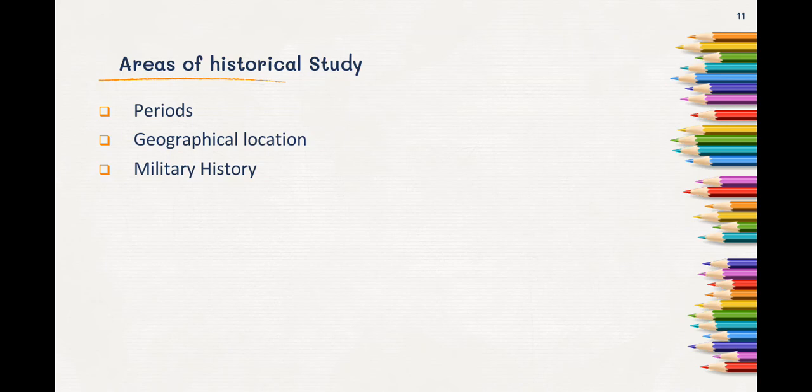While geographical location, these are particular geographical locations can form the basis of historical study. For example, continents, countries, and cities. Military history concentrates on the study of conflicts that have happened in human society. This includes examining the wars, battles, military strategies, and weaponry.